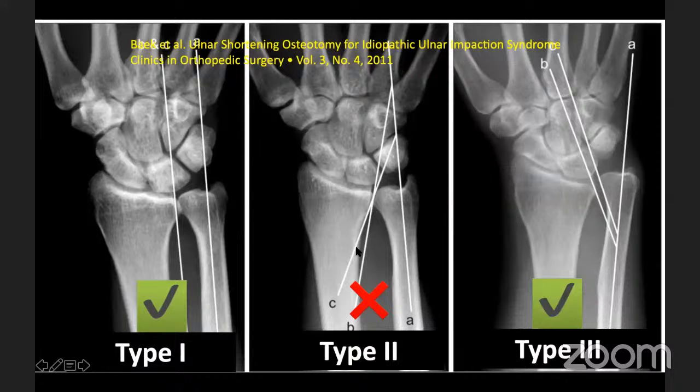In type 2, the sigmoid notch tilts towards the ulna. In this case, if you do a shortening and the radius comes down, then there's going to be an impingement in the DRUJ. So you would not do a radial shortening osteotomy when there is a type 2 DRUJ. When the radial articular surface is inclined away from the ulna towards the radius, you are all right to do a shortening. So you should be particularly careful not to shift the focus of pain from the lunate to the DRUJ by doing an osteotomy in the wrong patient.